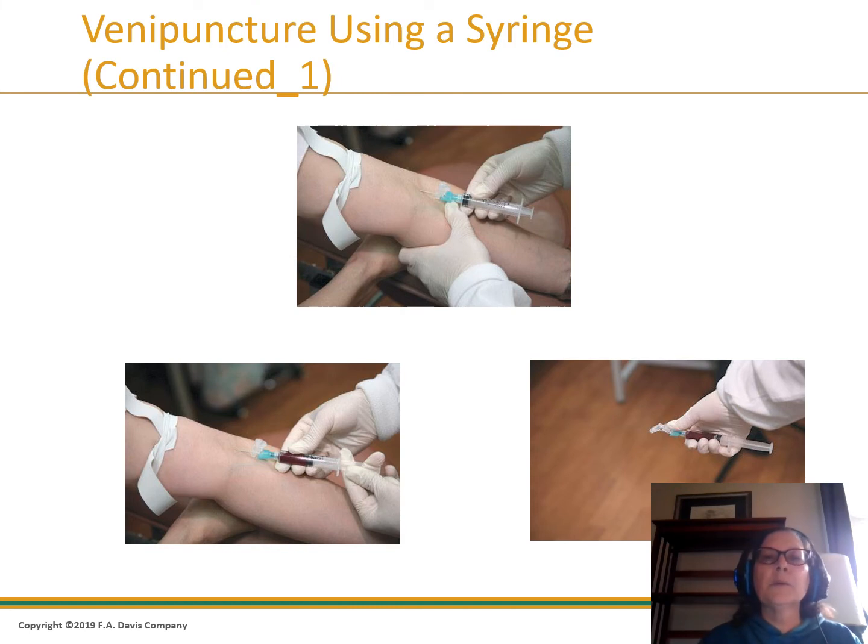So you can see the syringe being inserted in the first picture. Then you can see the plunger being pulled back to let the blood flow in. And then the third one, you see them activating the safety device. Please note that most locations do not want you to activate the safety device with your fingers. They wish you to use a hard surface like a counter.